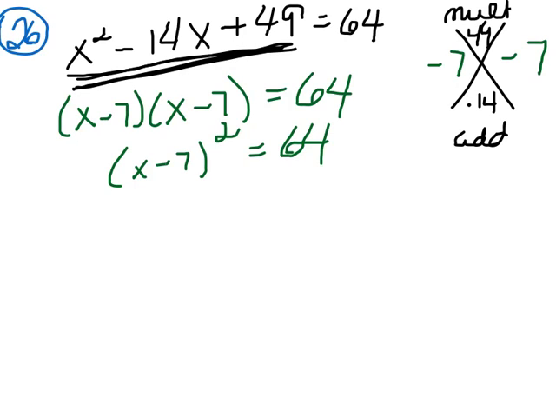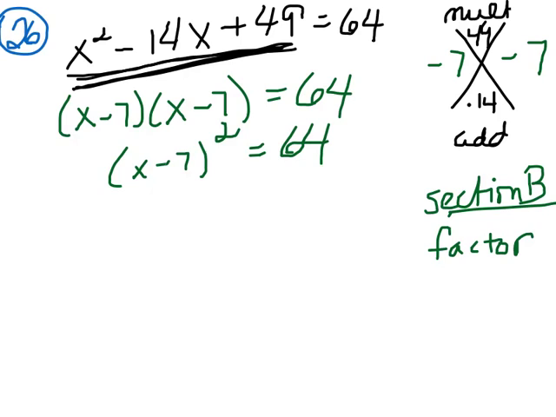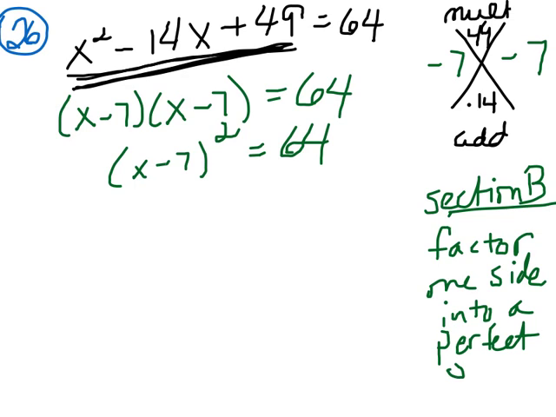So on problems in section B, you're going to try to factor. I'm going to put section B. You might want to write this down as a reminder. You're going to try to factor one side into a perfect square. And then you're going to go about your business like before. You're going to square root. I'll just put square root.